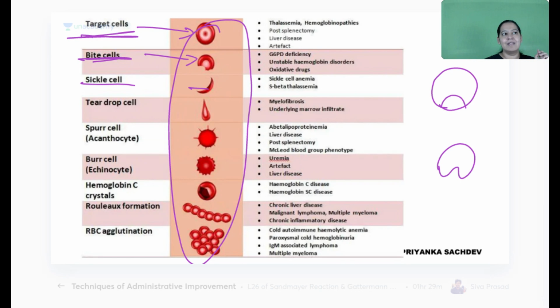This is a sickle cell. This is a teardrop cell, dacrocyte. This is a spur cell, acanthocyte. This is an echinocyte. You should learn the other names of acanthocyte and echinocyte. Echinocyte is also known as burr cell, which is our question, and acanthocyte is also known as spur cell.